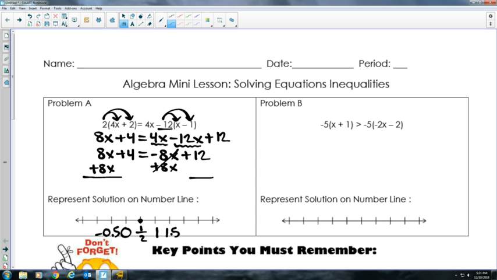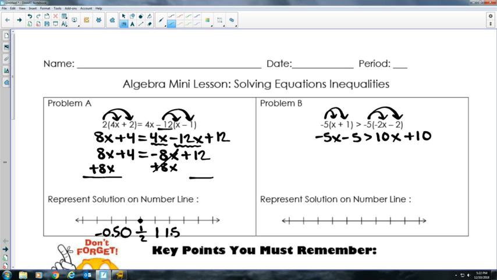Okay, problem B. Again, we're distributing this negative. We have a negative 5 times x is negative 5x. Negative 5 times 1 is a negative 5. Negative 5 times a negative 2x is 10x. Negative 5 times negative 2, negative times negative, is positive.